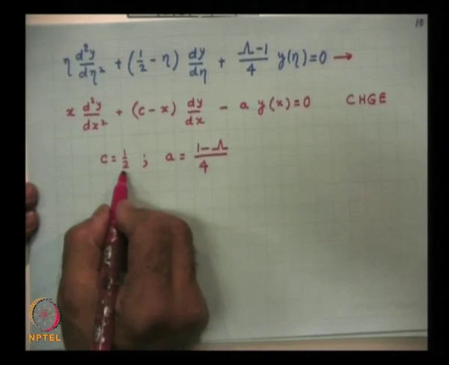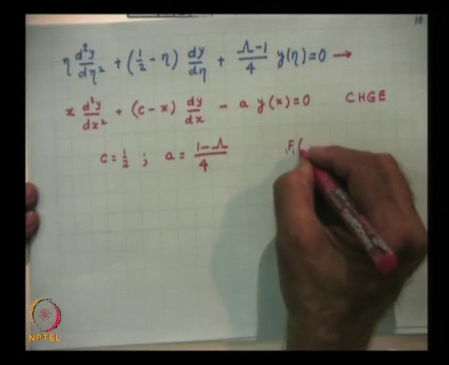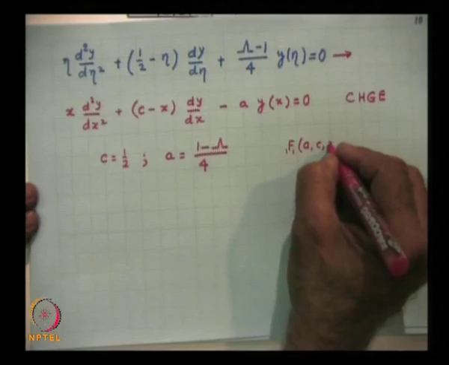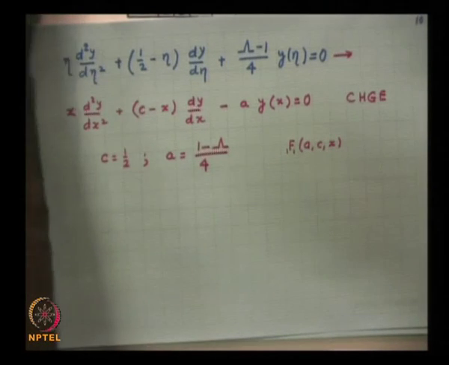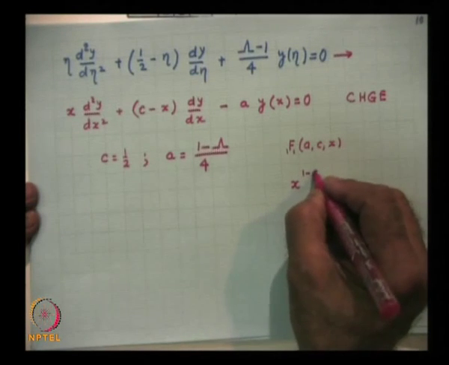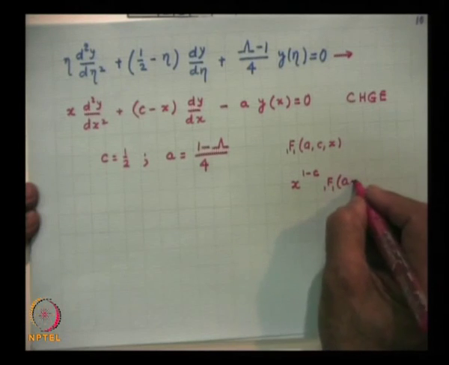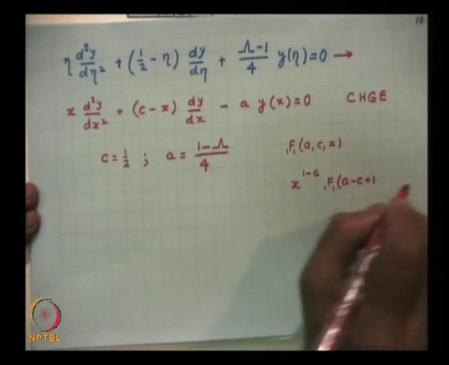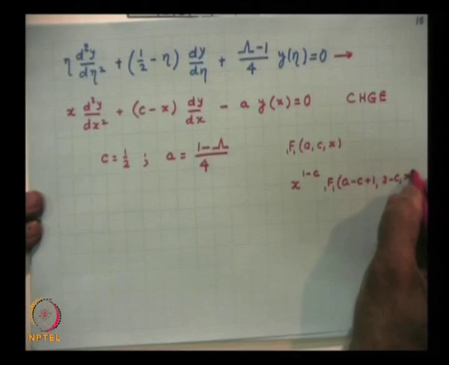So, since c is half, both the solutions, one solution was F11 a comma c comma x, this was one solution, and the other solution was, if you remember, x to the power of 1 minus c F11 a minus c plus 1 comma 2 minus c comma x.